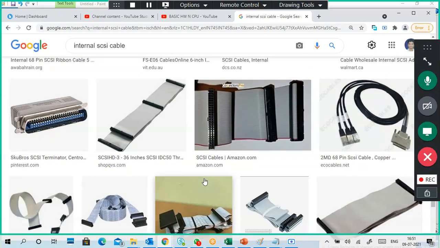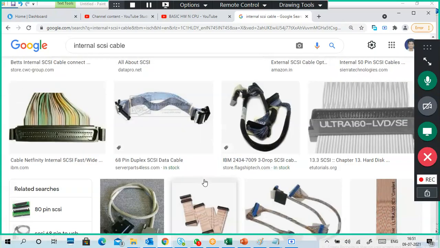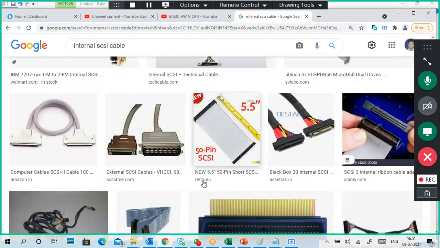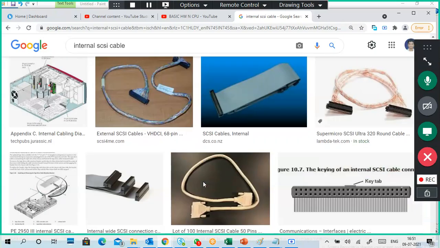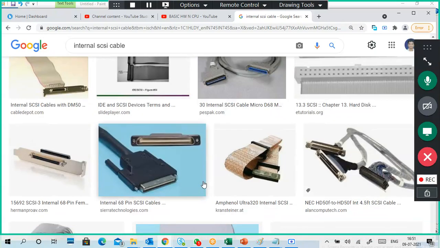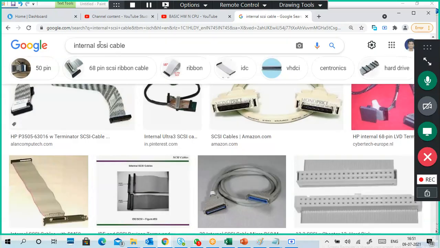So I put in a cable, right? There is one beautiful diagram, a pencil-type diagram, related to SCSI. If you see that, you will understand how it is.